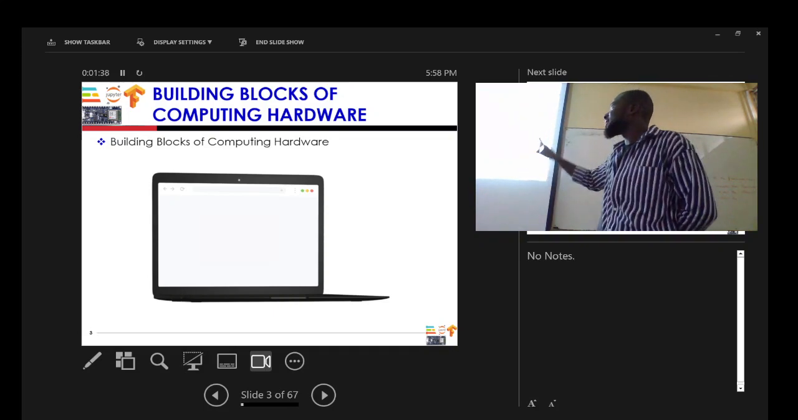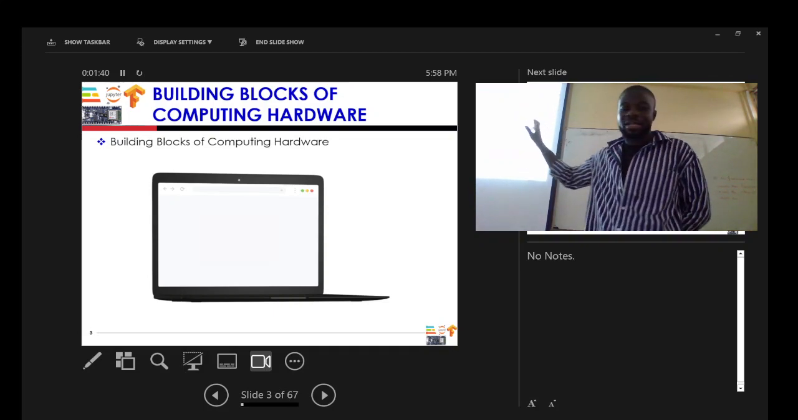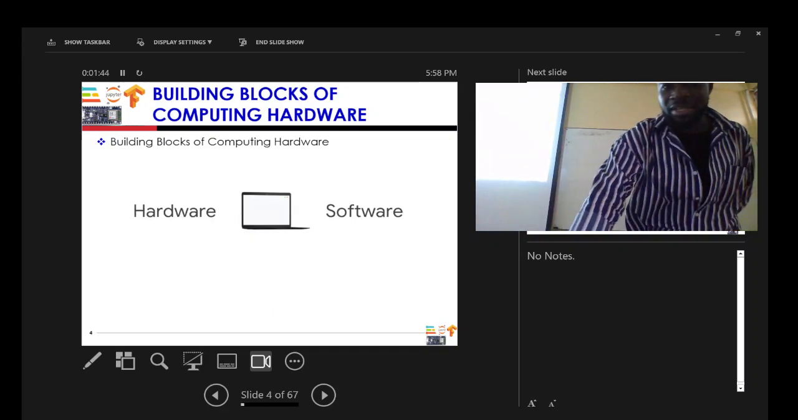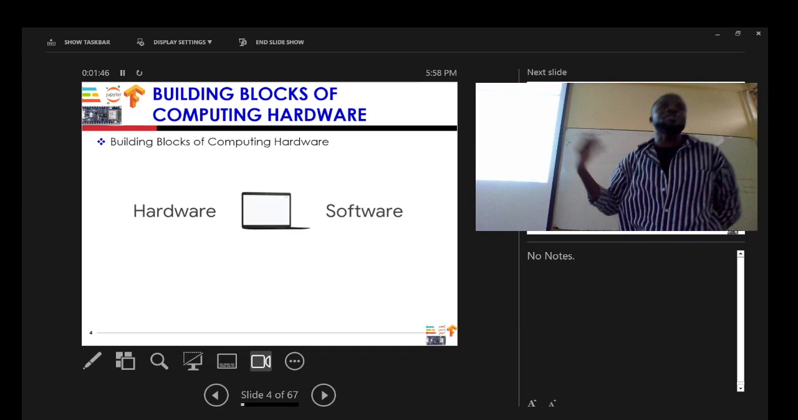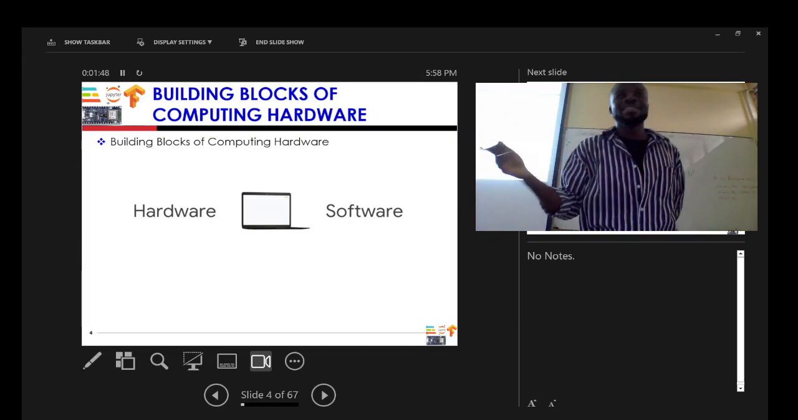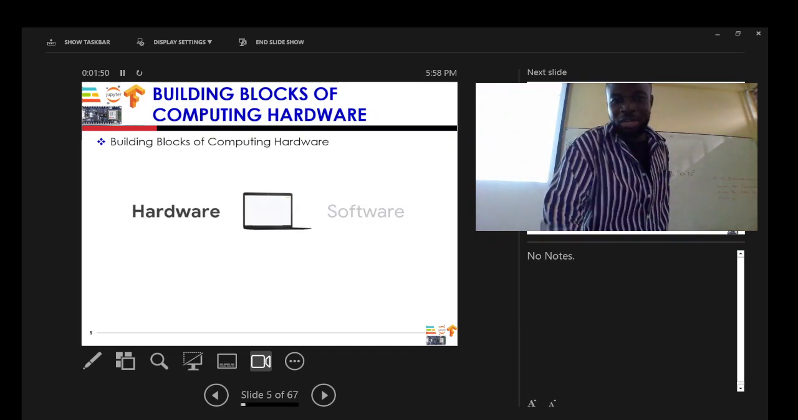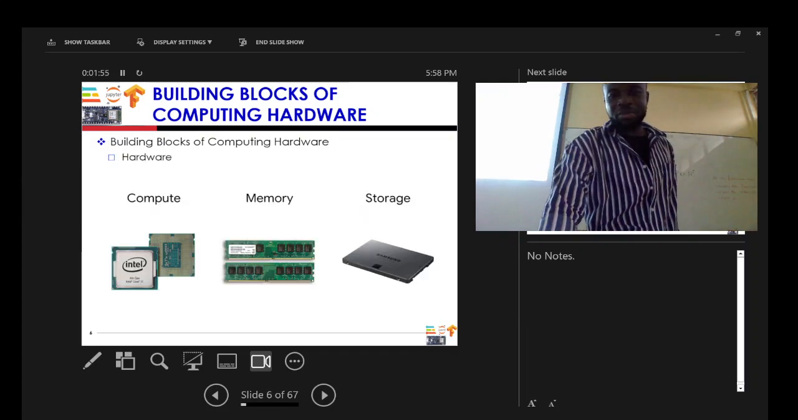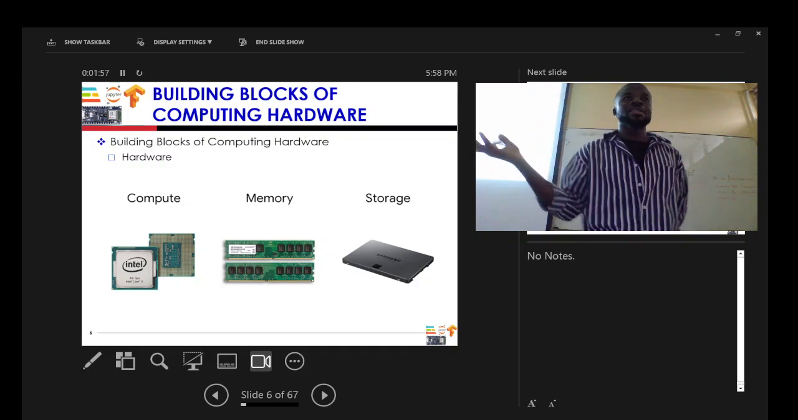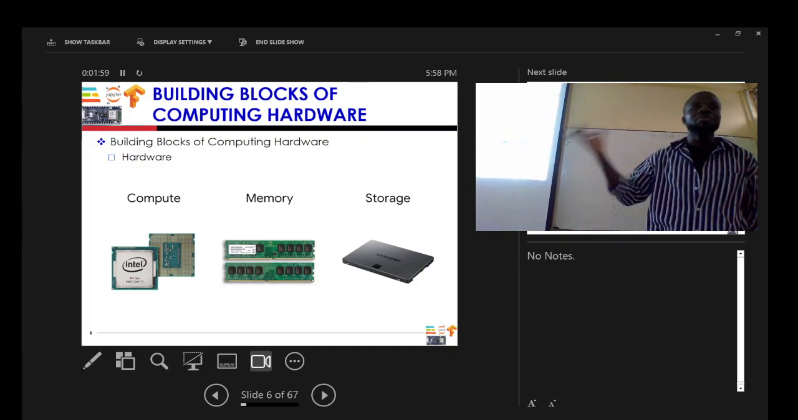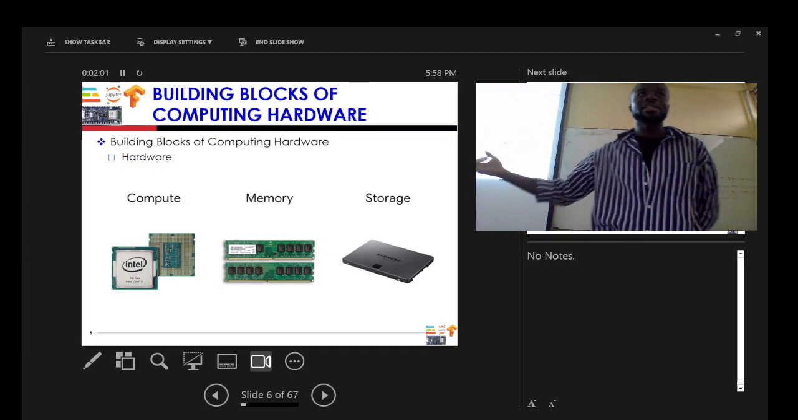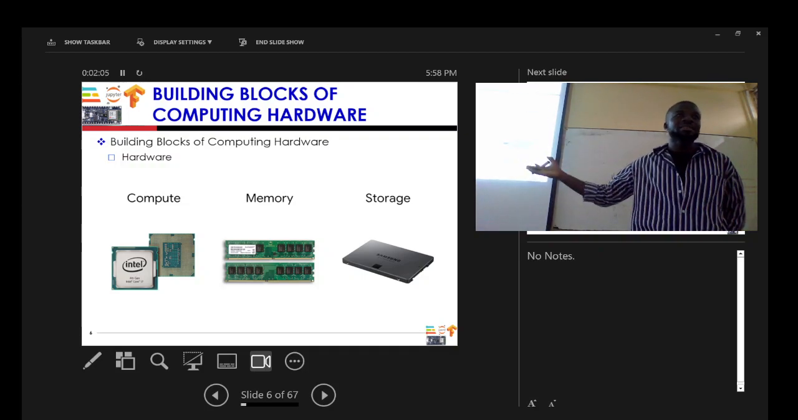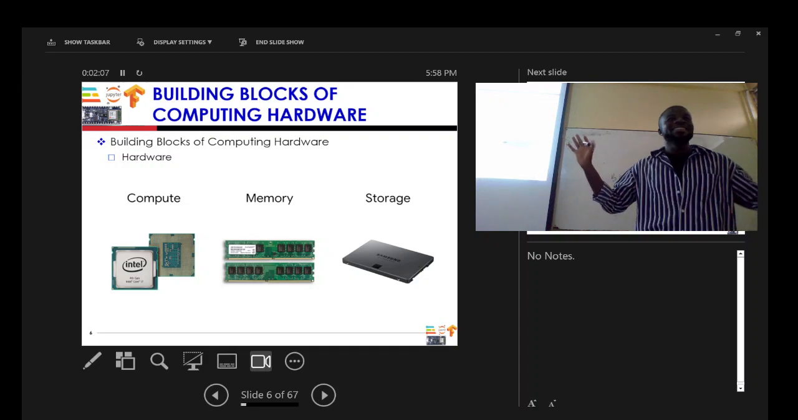We already know the building blocks of the computing system. We have the hardware and then we have the software, right? Everybody knows this already. If you talk about the hardware, I said before that the hardware consists of compute, memory, and storage. We know the difference between memory and storage, right?